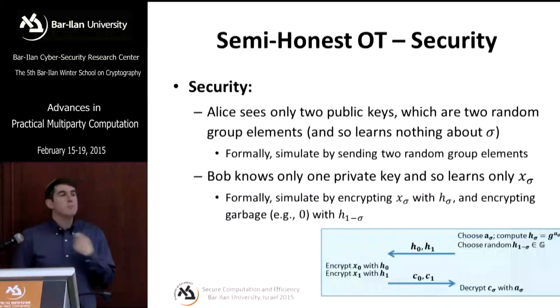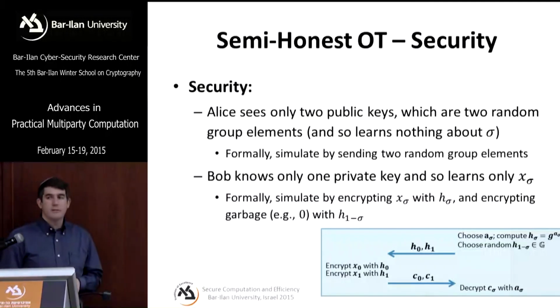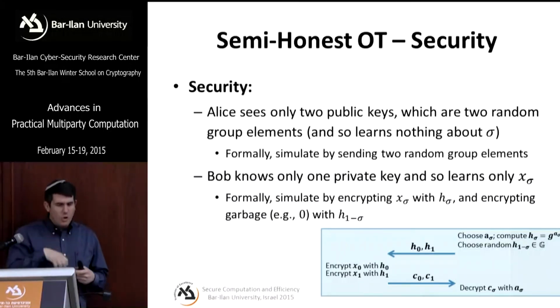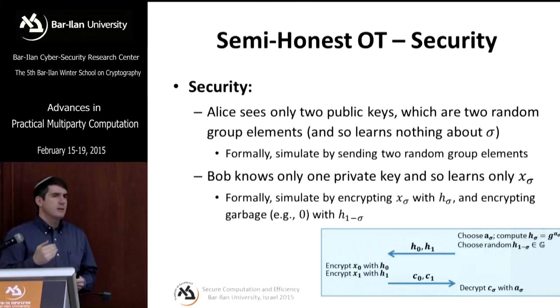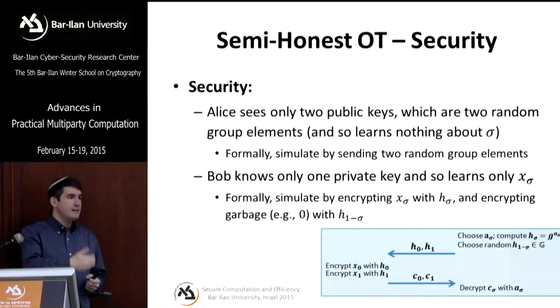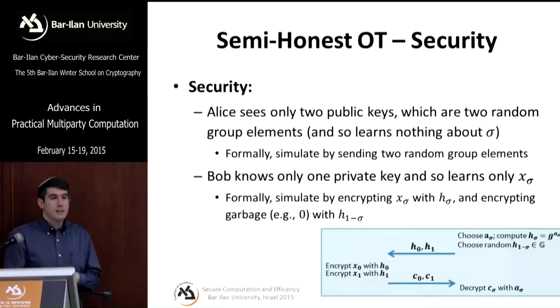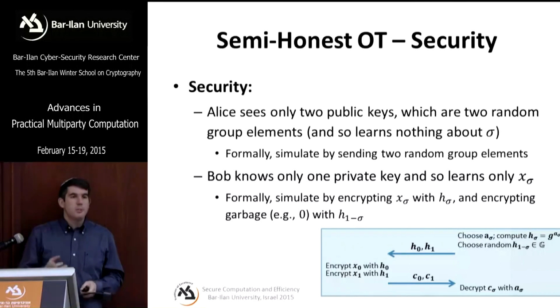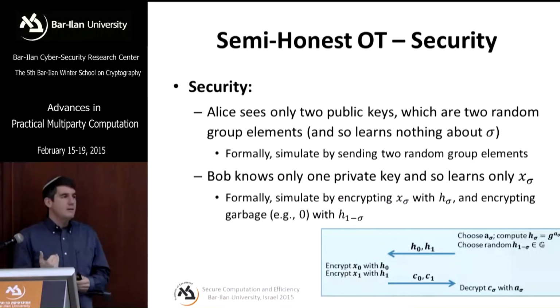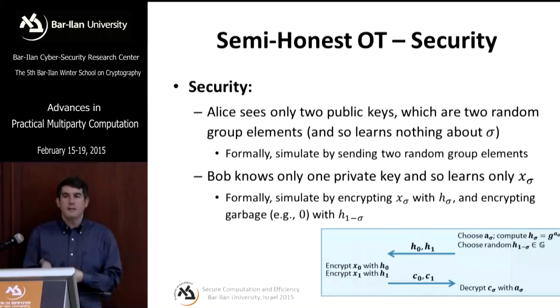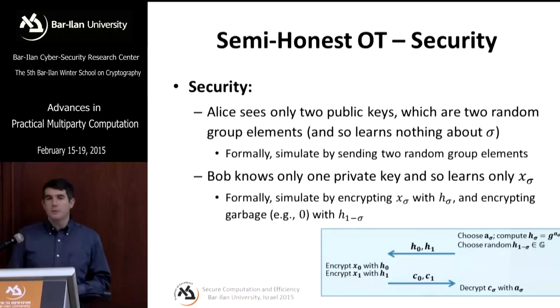Well, that's very simple. We're given Bob's input and output. So we're given the bit that Bob is supposed to learn, and we're given the output that Bob is supposed to learn. All we need to do is encrypt the correct output under the correct key. So encrypt X sigma under H sigma, and just encrypt garbage under the other one. Because Bob is only able to decrypt one of the values, this is indistinguishable from his view in a real execution. So we can formally simulate both Alice and Bob's view given the input and output, as we wanted.